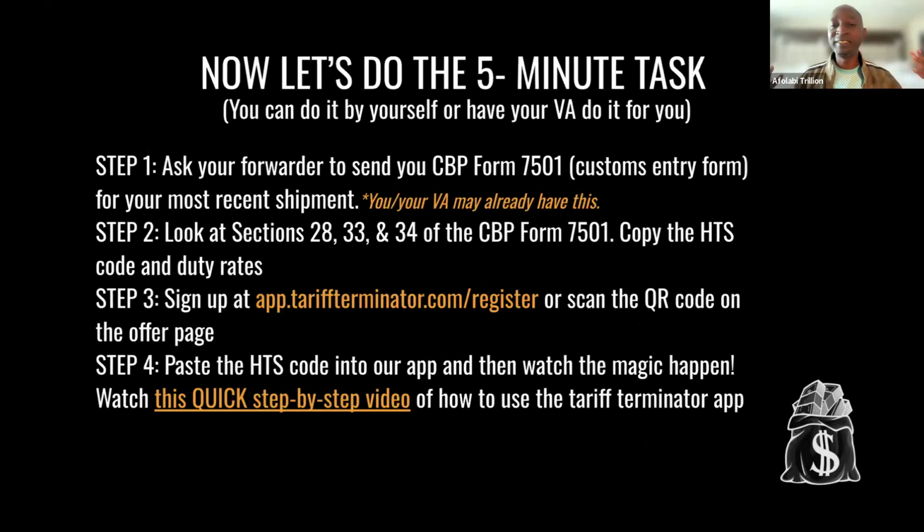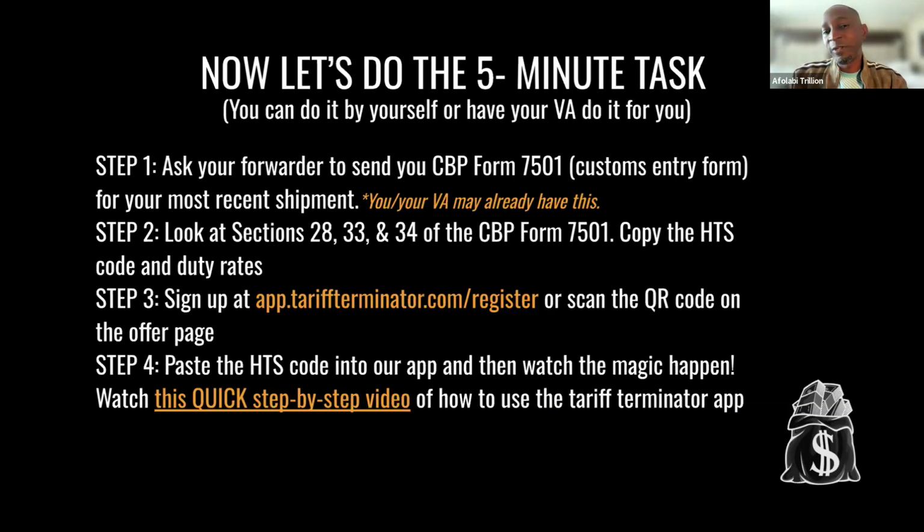It takes 5 to 10 minutes to do it. Step one is ask your forwarder for your CBP form 7501. Once they give it to you, look at sections 28, 33, and 34. We'll give you this presentation so that you can follow these steps. These are the same steps I took. It's so easy to look at. You'll see exactly what HTS code they're using for you and how much duty you're paying.